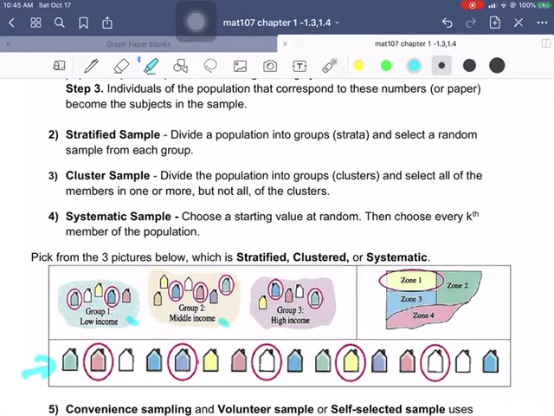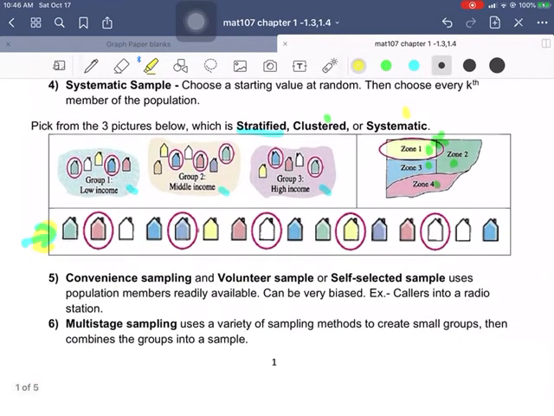See, this one has low income, middle income, high income. So there's three groups. And then notice that there are some from each group. So that would be stratified. Okay. And then this one has different groups, but then one group is chosen and everyone from that group. So that is clustered. Okay. So systematic is this one down here.